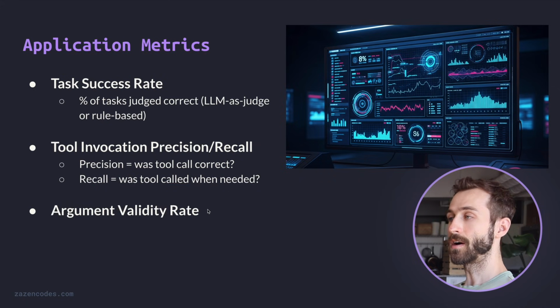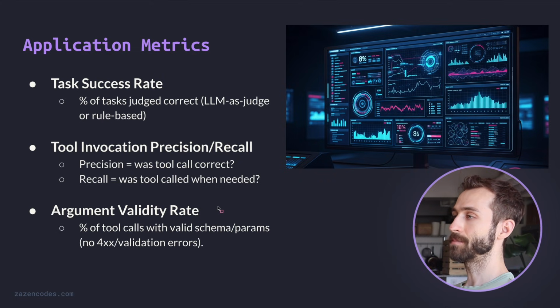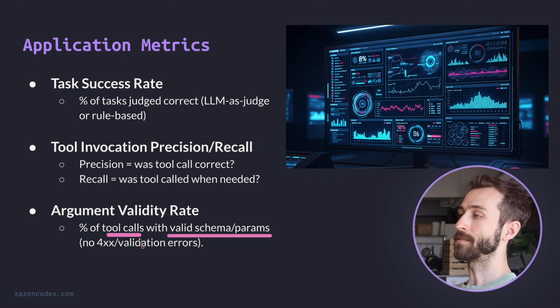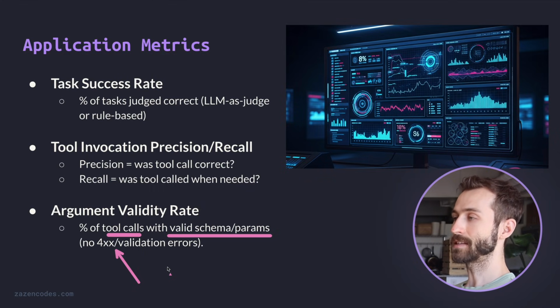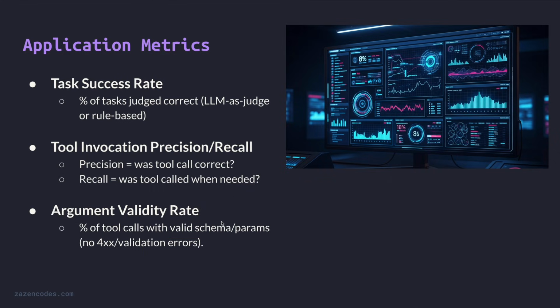The next metric is argument validity rate. This is just simply how often tool calls are made with proper schema and parameters, when the right arguments were passed into the MCP tool from the server. If this is low, it means we need to describe our arguments better, or maybe add type hints or annotations or something like that.